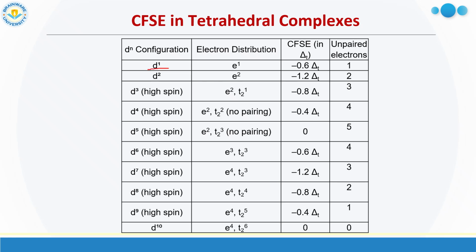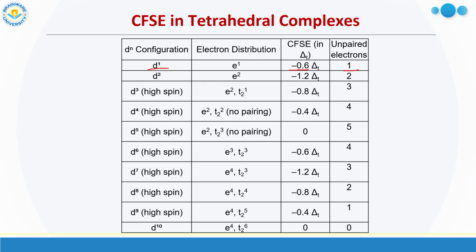Though there is one electron, where to put the electron? Again in the lower energy level, the filling rule is the same here also. First we have to start from the lower energy level, that is E. What will be the energy? As I already said, the energy is minus 0.6 Δ. How many unpaired electrons? One unpaired.